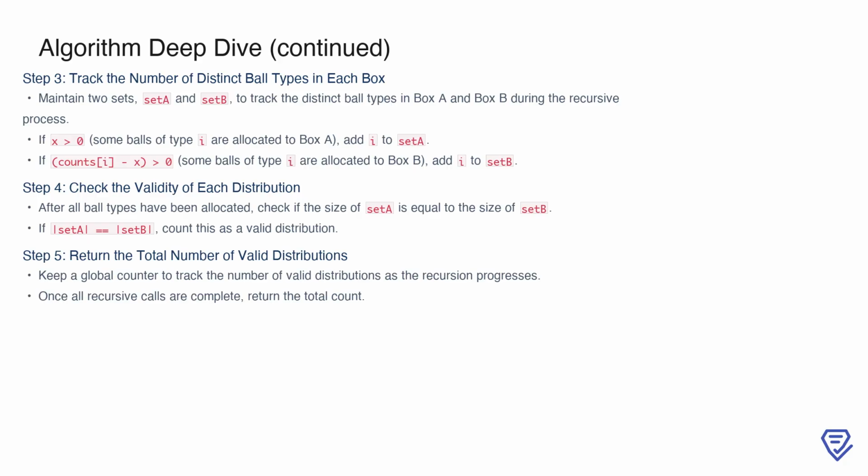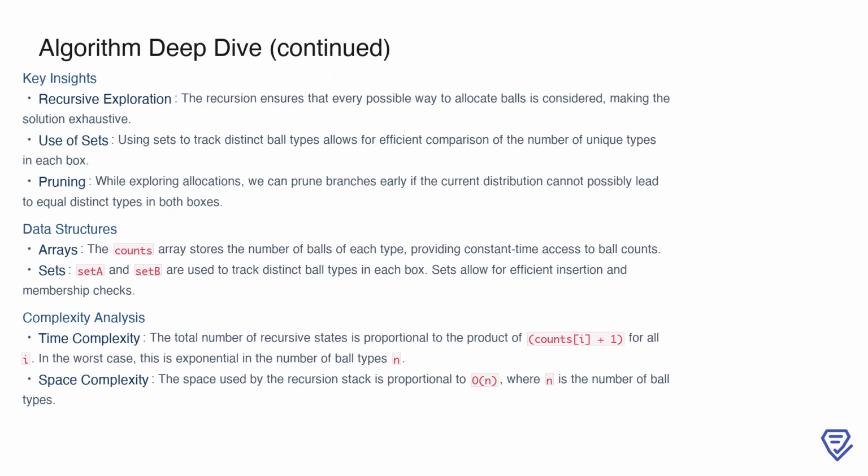To keep track of all valid distributions, a global counter is maintained, which is incremented every time we find a valid configuration. Once the recursive process is complete, this counter will hold the total number of valid distributions, which becomes the final result. This approach hinges on a few key insights. First, the recursive exploration ensures that every possible allocation is considered, making the solution comprehensive. By iterating through all possible ways to distribute the balls, we leave no configuration unchecked.